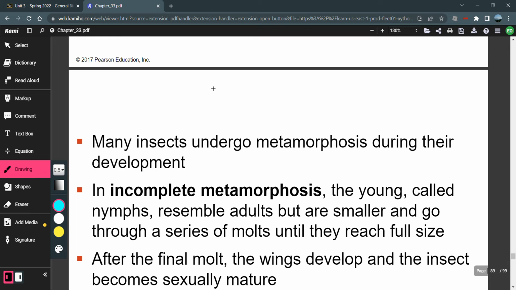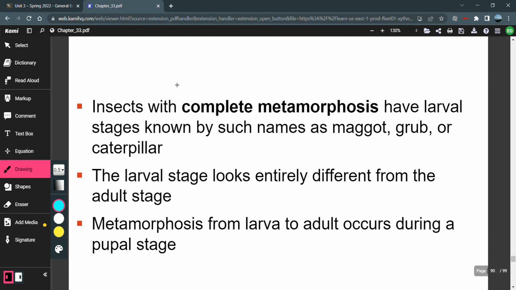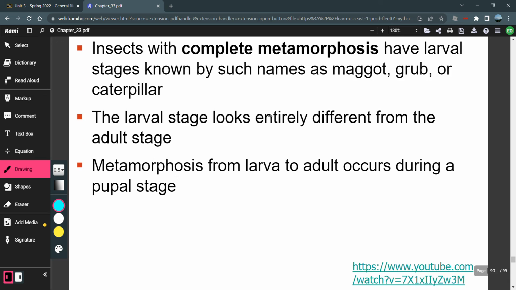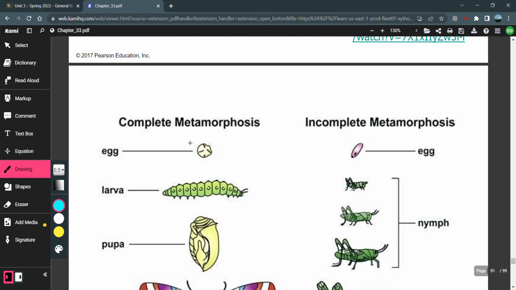So many insects undergo metamorphosis during their development. Incomplete metamorphosis is when the young, called nymphs, resemble the adults but are smaller and go through a series of molts until they reach full size. That's incomplete. While complete metamorphosis has a larval stage known as a maggot, grub, or caterpillar. The larval stage looks entirely different from the adult stage, and metamorphosis from larva to adult occurs during the pupal stage.